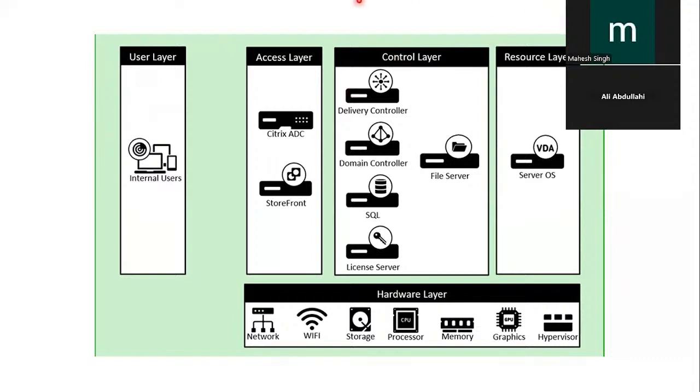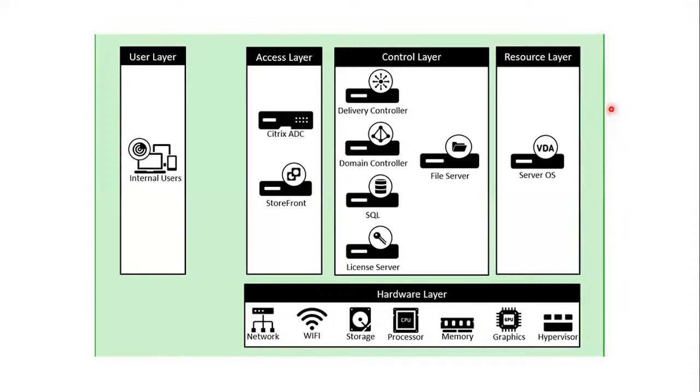Now, the right-hand part is our data center that we have to manage. As you can see, in the data center we have the access layer, the control layer, the resource layer, and the hardware layer. The hardware layer is our hypervisor, on which we host all the servers as virtual machines. In the access layer, we have two components, StoreFront and ADC. Earlier it was NetScaler, now they have renamed that product to ADC.